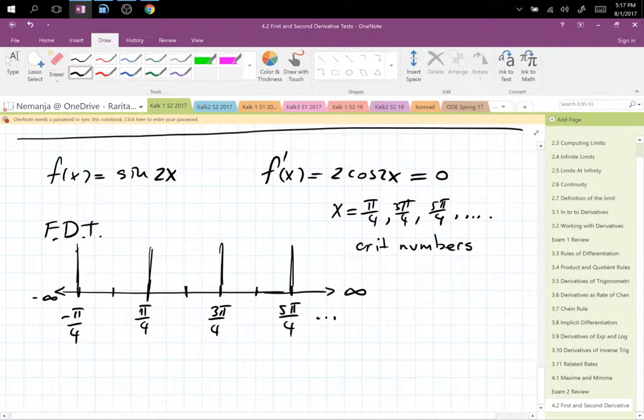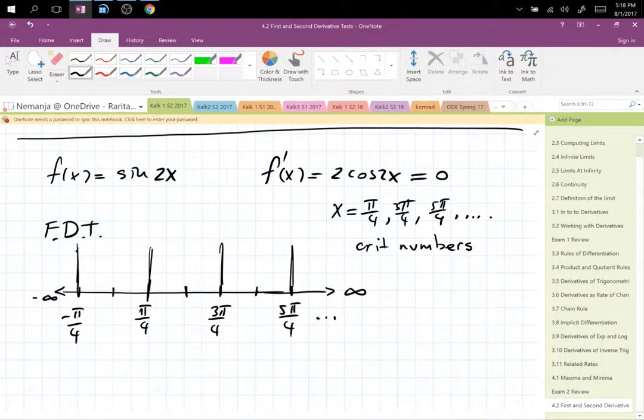So partitioning is done at pi over 4, and then 3 pi over 4, because the period is now pi. And within the period everything happens twice. Therefore we have pi over 4, 3 pi over 4, 5 pi over 4, 7, 9 and 11 and so on.